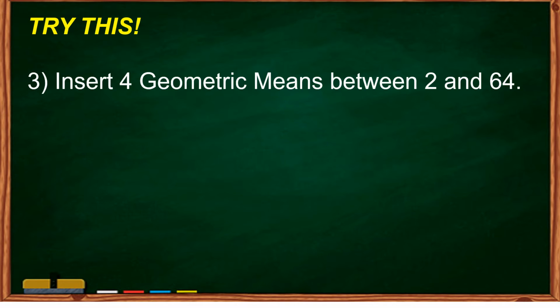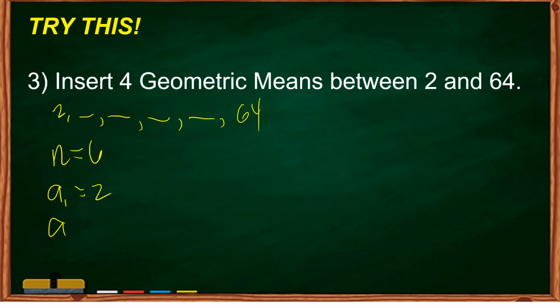Okay, so next problem, we want to insert 4 geometric means between 2 and 64. That means we are going to insert 4 terms between 2 and 64. So first term, second term, third term, fourth term, and then the last term is 64. That means that the number of terms is 1, 2, 3, 4, 5, 6. We have 6 terms here. And then the first term is 2. The last term, since we have 6 terms, so a sub 6 is 64.